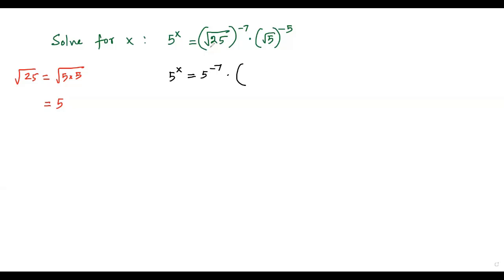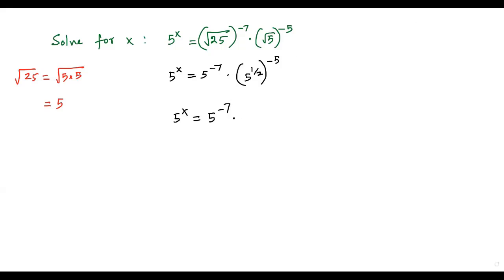Because 25 is a perfect square, we are able to simplify the square root of 25 as 5. But 5 is not a perfect square, so we will not be able to simplify the square root of 5. For that, we can write this square root as an exponent. Whenever I write a square root as an exponent, it becomes just 1/2, and we already have negative 5 as an exponent. Okay, so 5 to the x power equals 5 to the negative 7th power times.